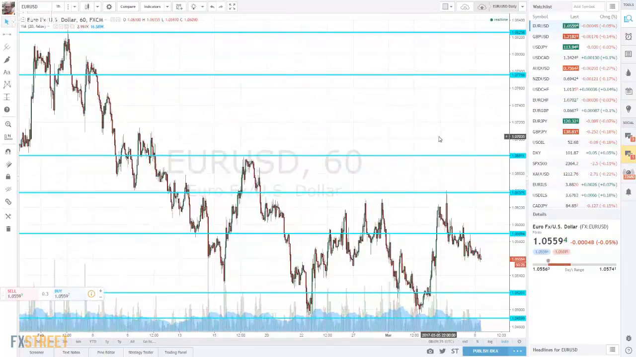Looking down, we have 105.20, quite a veteran line, not as strong as it used to be. And below that, we have 104.90, which was a double bottom, which was seen last week. Even lower, we have, well, far lower, 103.50.